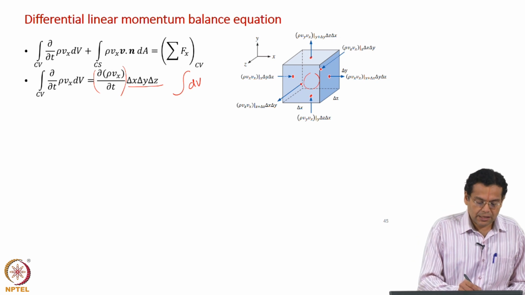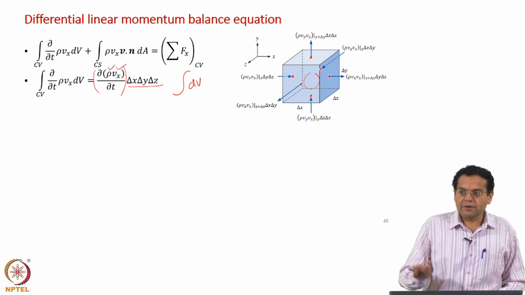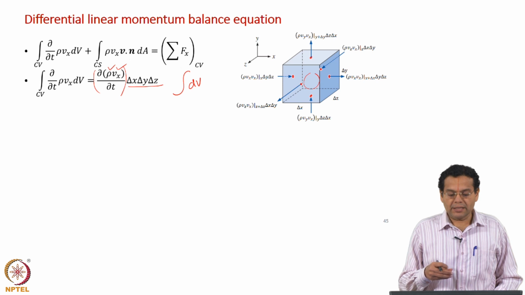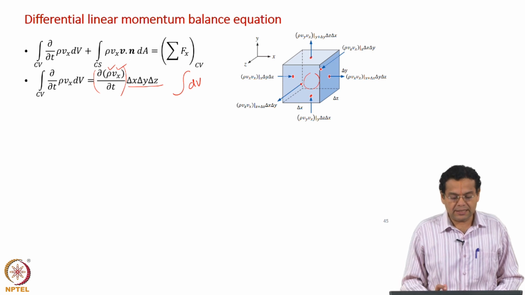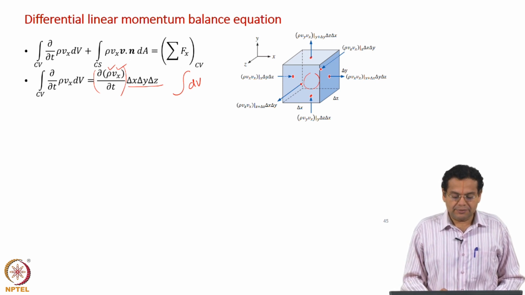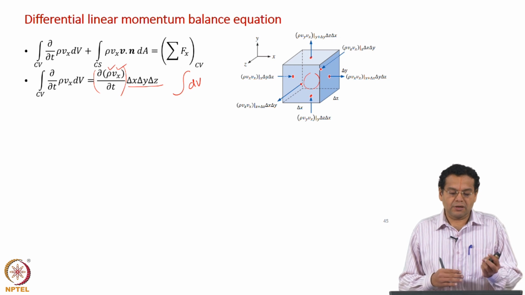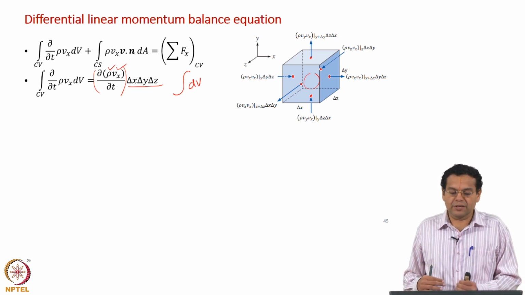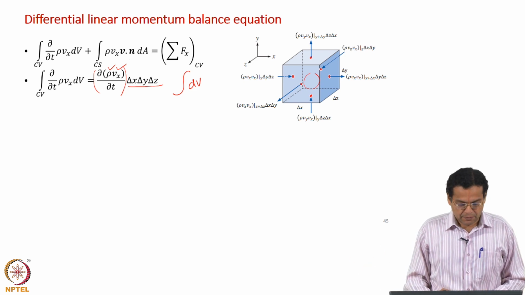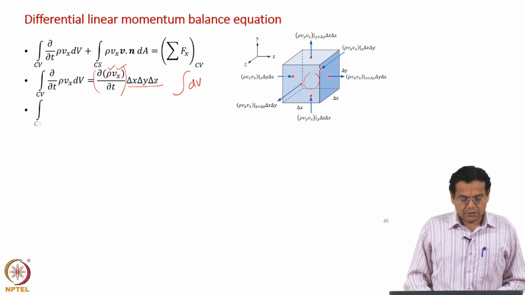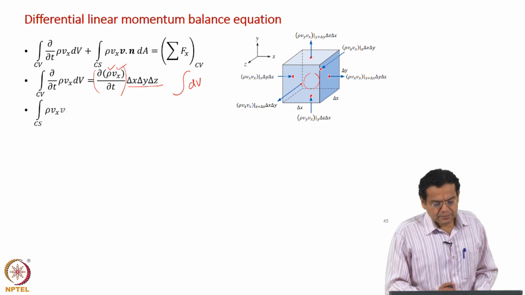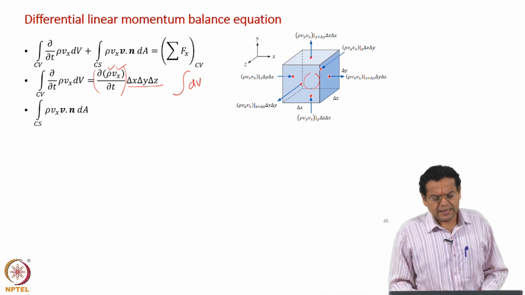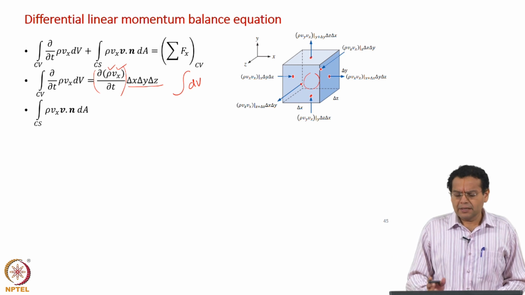Right now, these represent average values. When we take the limit and make it a point, they become point values that we have already seen under mass balance. So, it is very important to understand the derivation for the differential mass balance, so that you can easily extend it to differential momentum balance later on, in fact any balance as well. Now, of course, this term represents the rate of accumulation of momentum in the control volume.